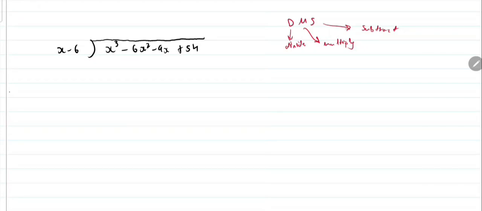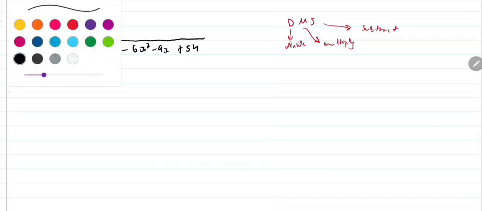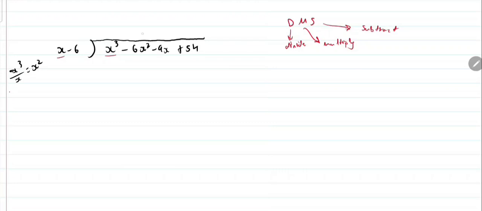Right? All right, now I'm going to have x cubed divided by x. X cubed divided by x is going to give me x squared, right? So I'm going to have x squared up here. Remember, align x squared with the like term in the dividend, right? So I'm going to have x squared multiplied by x minus 6, right? So that's x squared times x is going to give me x cubed. X squared times minus 6 is going to give me minus 6x squared, right? And I don't have anything else to multiply, so I'm just going to fill in all the spaces with 0.